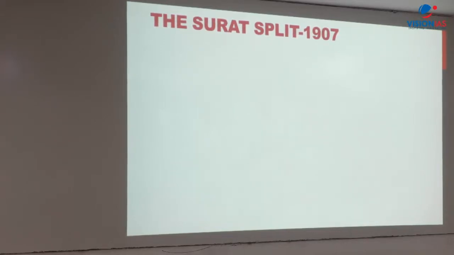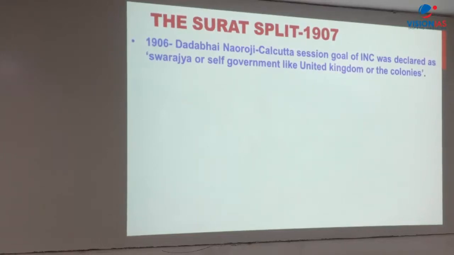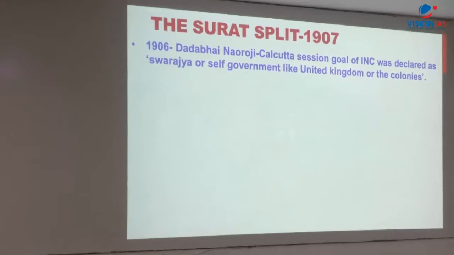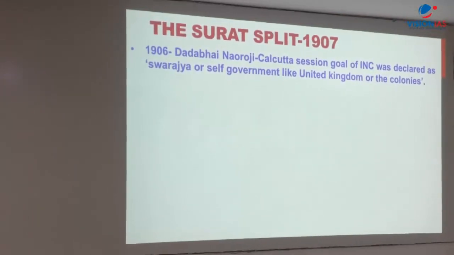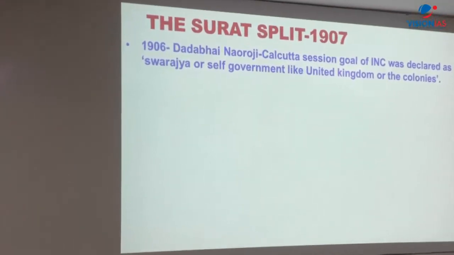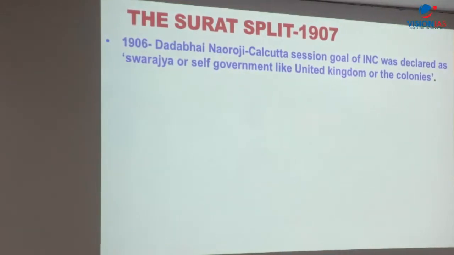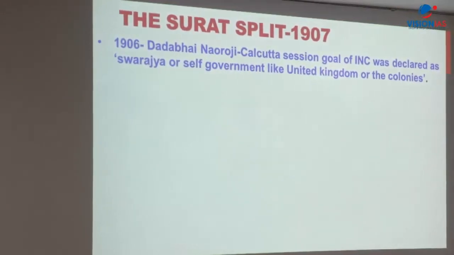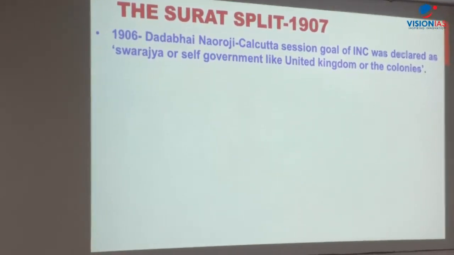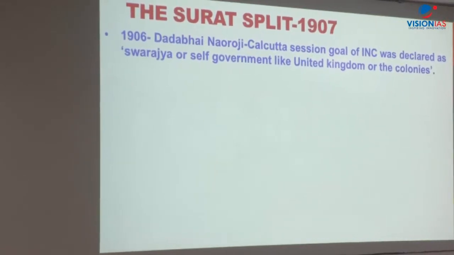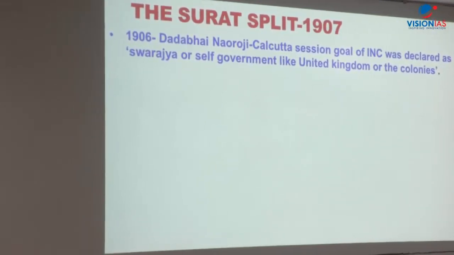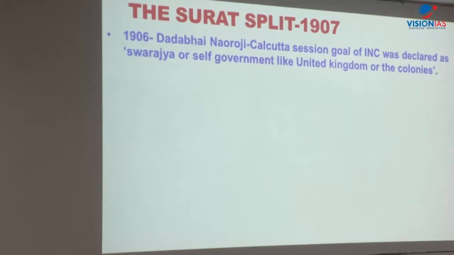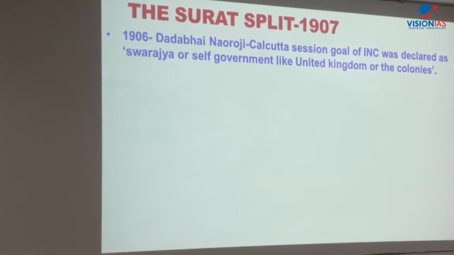Before that, as I told you, in 1906 Dadabhai Naoroji was the president, and it was in 1906 itself that Congress adopted the goal of attaining Swaraj, or self-government on the lines of the white British colonies. This self-government was to be attained not through extra-constitutional means, but through constitutional means.